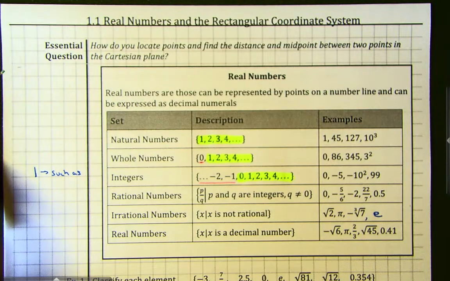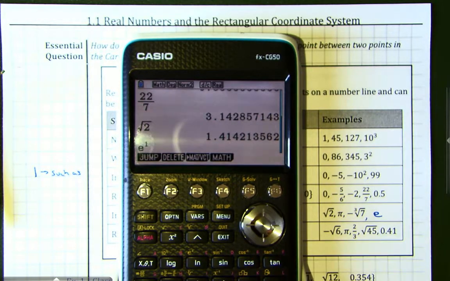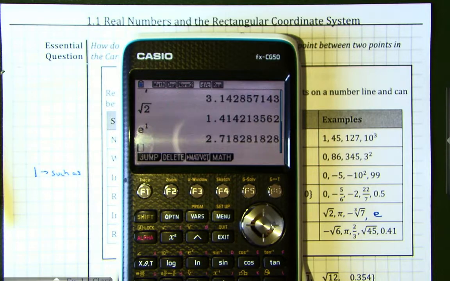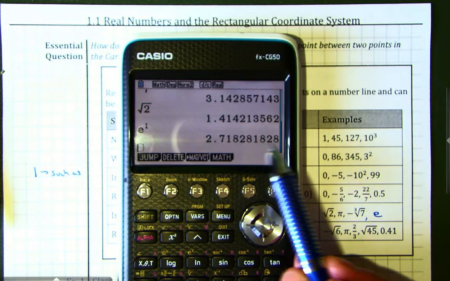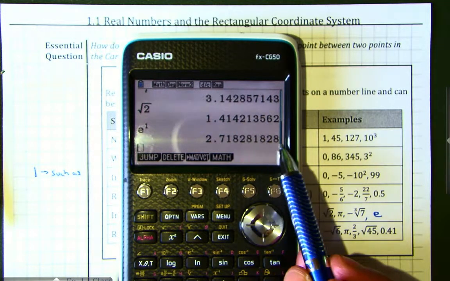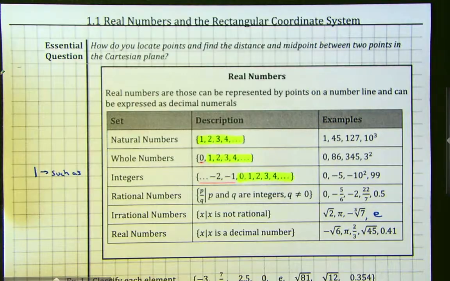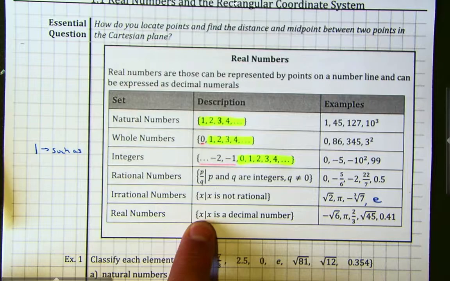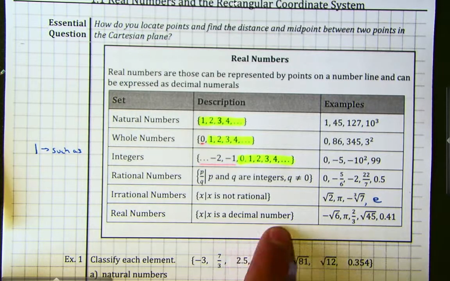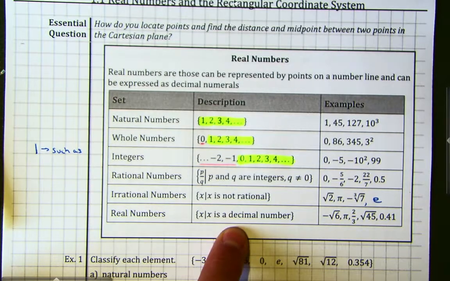E is 2.7, and if we type e to the power of 1 into the calculator, it will give you the value of e. We should have said 2.72, but this is the entire number. Notice that it seems that it repeats, but it doesn't. The repetition breaks over on the right hand side. So it is an irrational number. And real numbers are all the values of x such that x is a decimal number. It doesn't matter whether they repeat or not. So all the numbers above are real numbers.